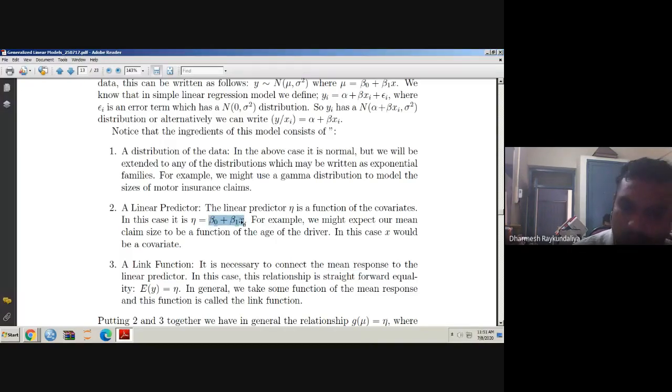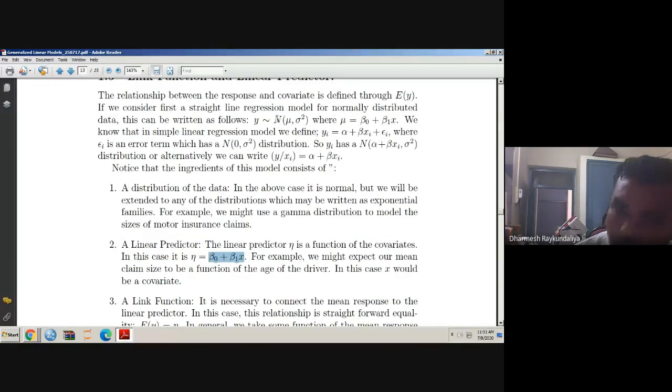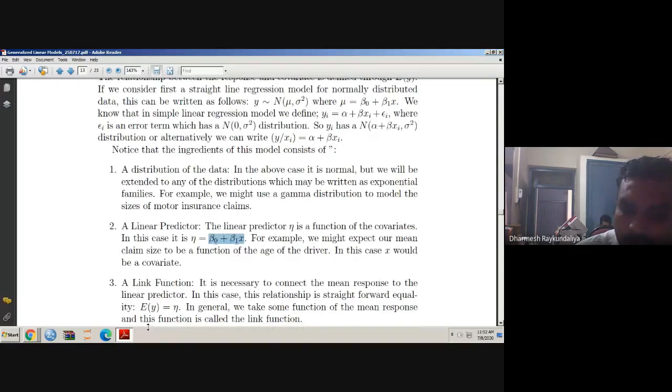मीन रिस्पॉन्स के साथ। इन दिस केस हमारा रिलेशन, हमने डिस्ट्रीब्यूशन कौन सा लिया था? नॉर्मल। तो नॉर्मल में थीटा क्या था? थीटा इक्वल टू म्यू था ना, और म्यू इक्वल टू हमने क्या कहा? एक्सपेक्टेड वैल्यू ऑफ वाई, और हमारा एक्सपेक्टेड वैल्यू ऑफ वाई क्या है यहाँ पे? ईटा। Eta is equal to beta 0 plus beta 1x. So in our case, we have a straightforward relationship, expected value of y equals eta. But in general, we take some function of mean response, and this function is called the link function.